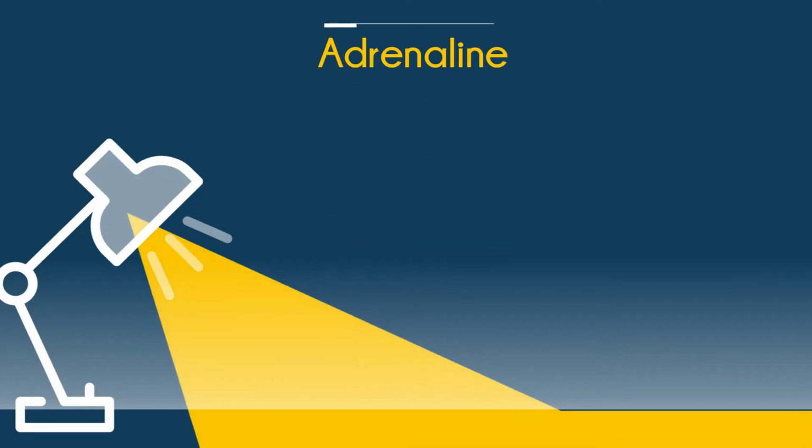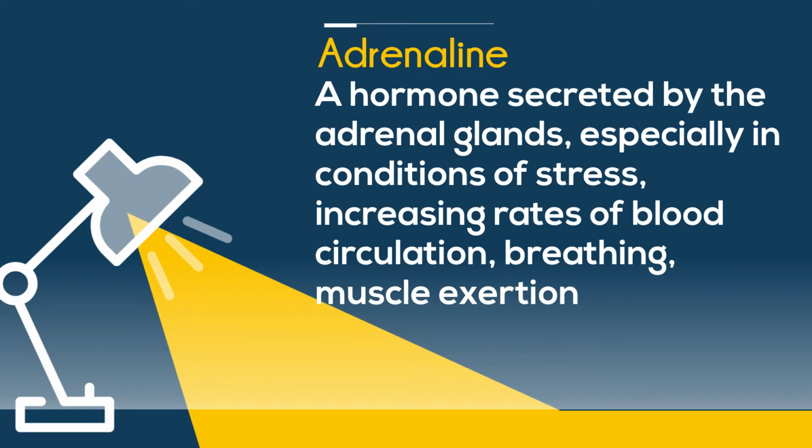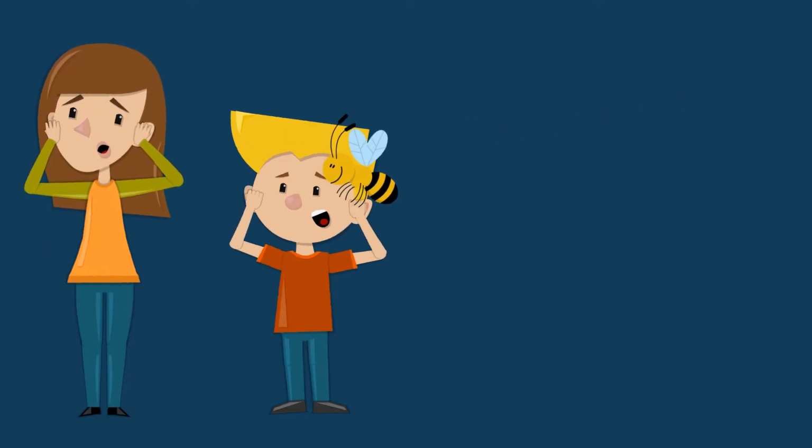Up first, adrenaline, a hormone secreted by the adrenal glands, especially in conditions of stress, increasing rates of blood circulation, breathing, muscle exertion. And here's an example of some adrenaline.